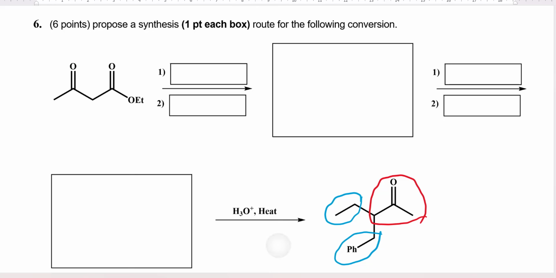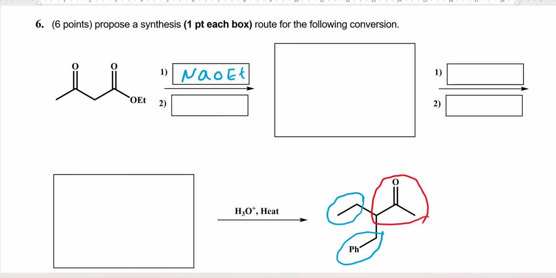The first step is using a base, so sodium ethoxide. We should use ethoxide because here we have O-ethyl. Then, for adding these alkyl groups, we can add any of them for the first step and the other for the second step. So I would like to write here ethyl bromide. I could use phenyl CH2 bromide as well.